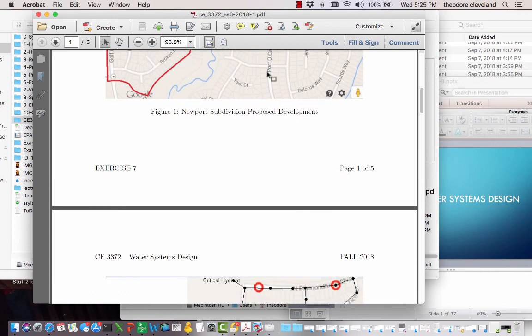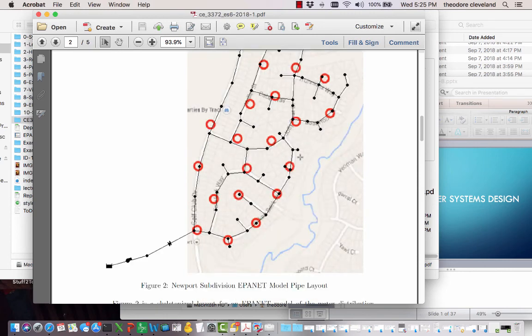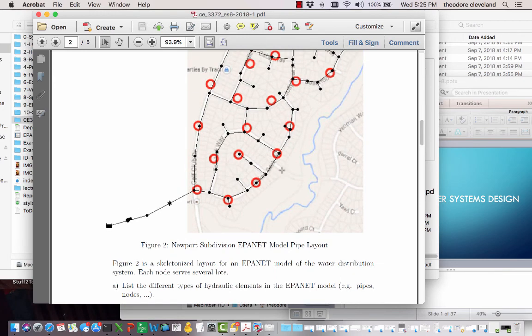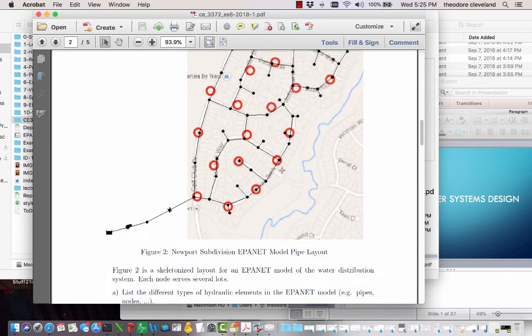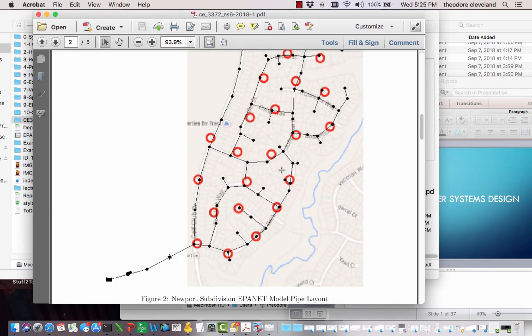So the first thing the exercise asks is list the different types of hydraulic elements, and so you presume there's an EPA model here. And so you're going to have to look at all the pictures and look at the EPA manual to find out what each of the pictures means. Same thing if you're training for food service. You'd have to figure out which pictures correspond to which kind of hamburgers.